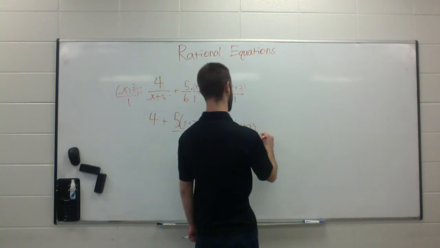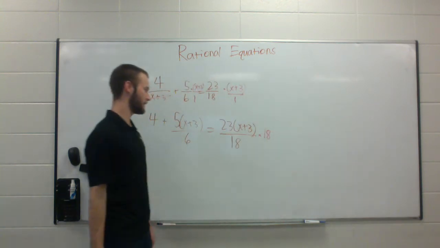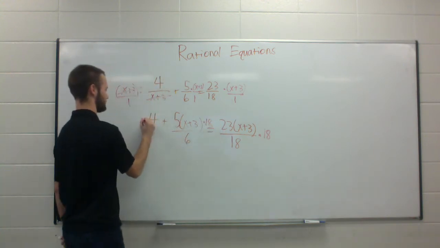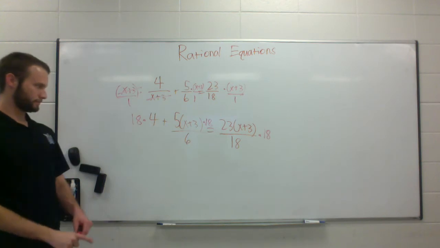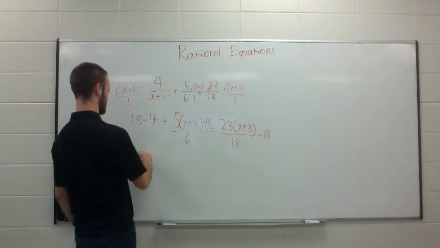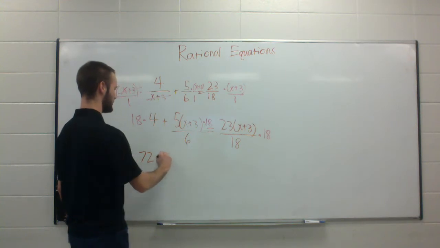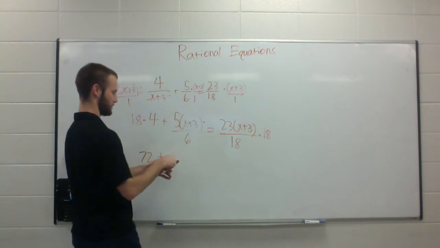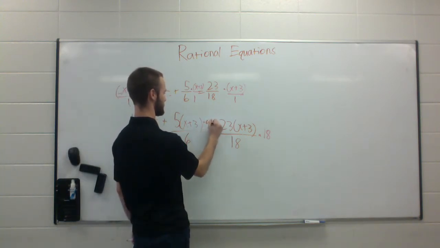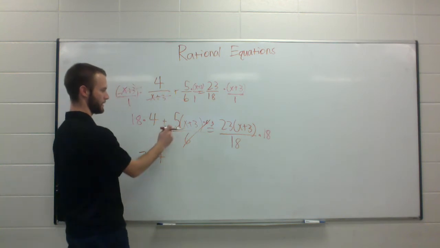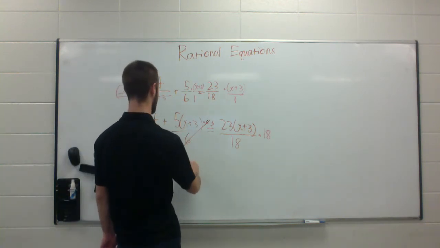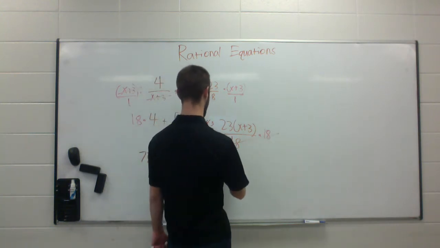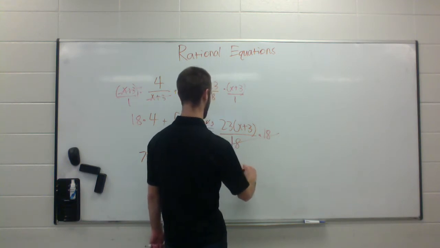So I multiply everything by 18, because in fact 18 is just 6 times 3. So multiply this by 18. 18 times 4 is 72. And here, 18 divided by 6 is 3. So this is really times 6 times 3. And the 6 is canceled. So we're left with 5 times 3, which is 15 times x plus 3 equals, and here, 18 and 18 divide to 1, so we have 23 times x plus 3.